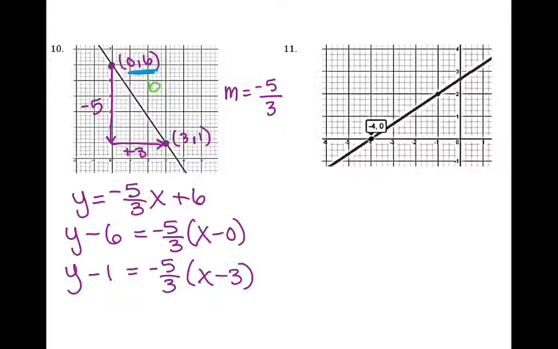Okay, number 11. So I look at the points that are in nice spots where I can easily figure out those ordered pairs. -4, 0 was already given to us. The second point is at -1, 2. And I'm going to figure out my rise over my run to get my slope. So I'm going up 2 and to the right 3. So my m is a +2/3.